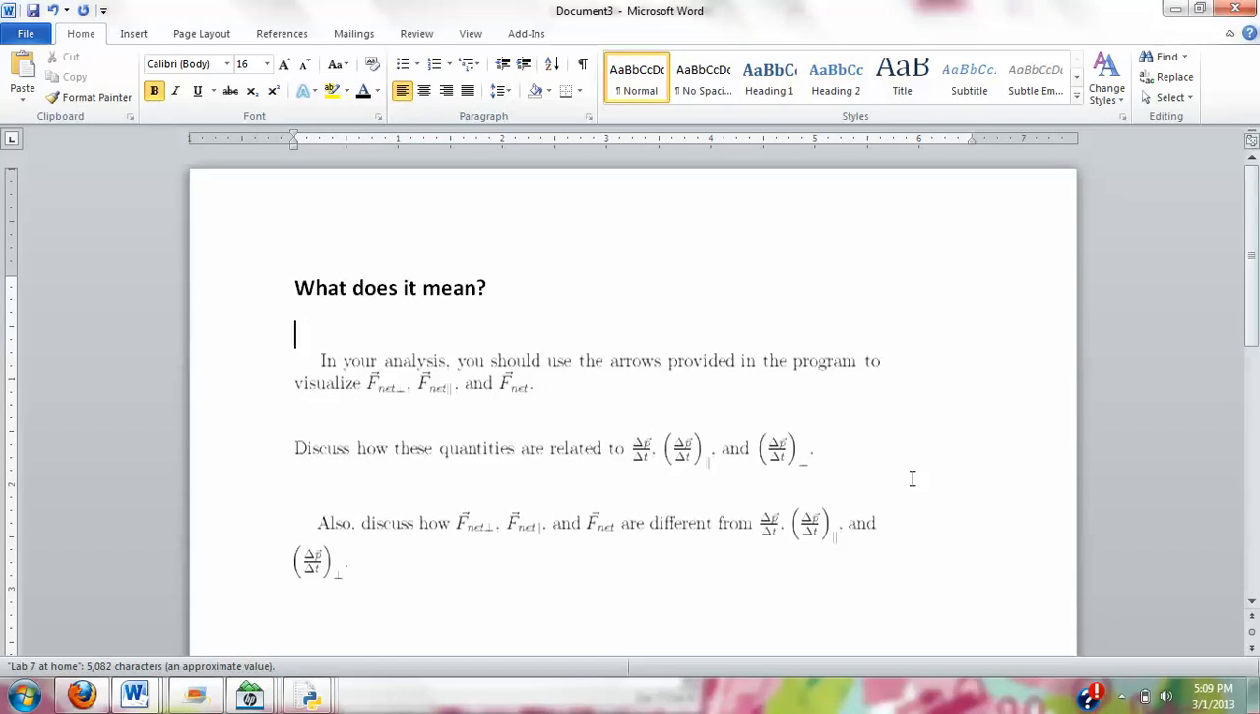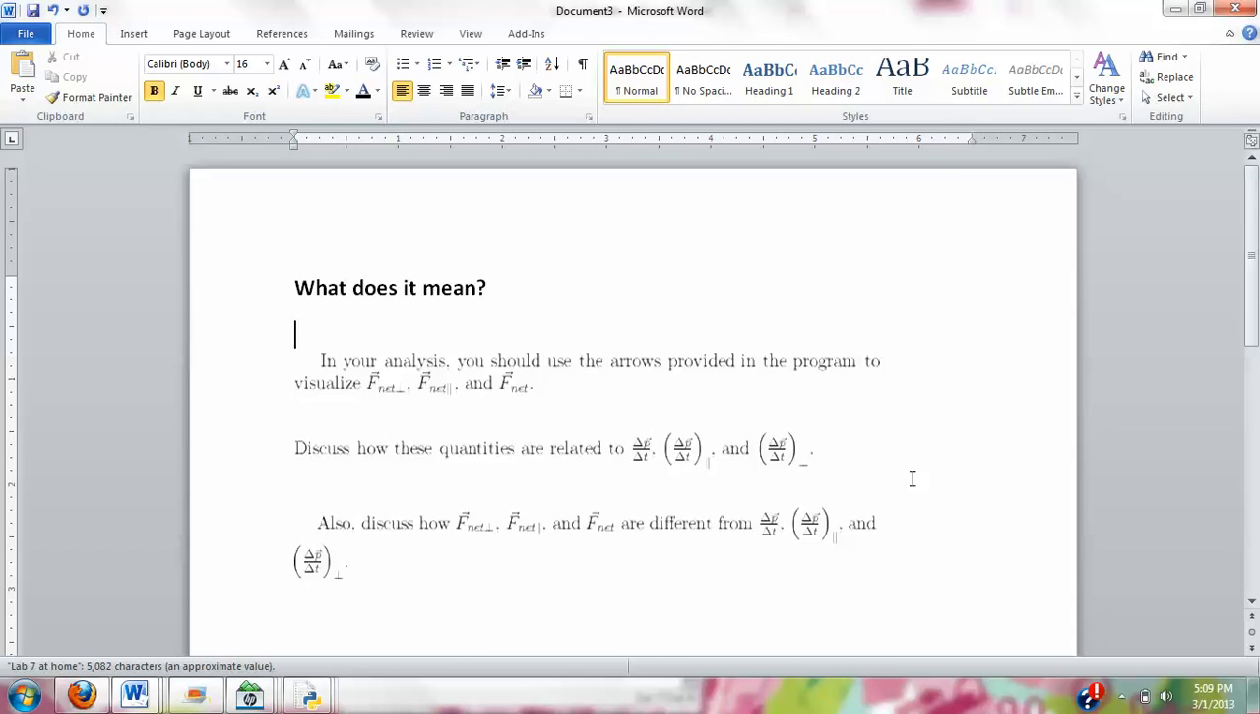Here is the what does it mean question that was proposed. First, I will discuss how these quantities are related. The sum of the perpendicular and parallel components equals delta p over delta t. The directions of delta P over delta T and F net are the same. The values of these two vectors are equal to each other according to the momentum principle. The directions of the perpendicular components of the momentum and forces are the same, and values of the vectors are equal to each other. The directions of the parallel components of the momentum and force are the same, and the values of the vectors are equal to each other.